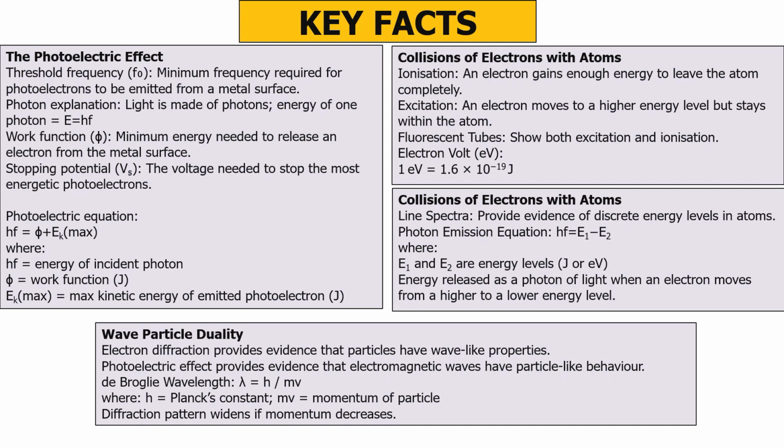Now, in terms of collisions with electrons with atoms, ionization is when an electron gains enough energy to leave the atom completely. Excitation is when an electron moves to a higher energy level but stays within the atom. Now, fluorescent tubes show both excitation and ionization. Now, 1 electron volt is equal to 1.6 times 10 to the minus 19 joules.